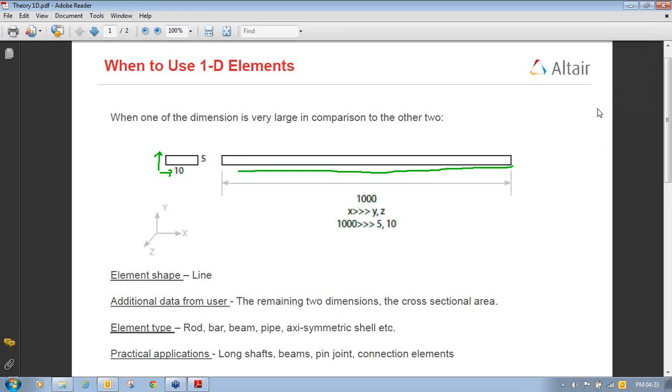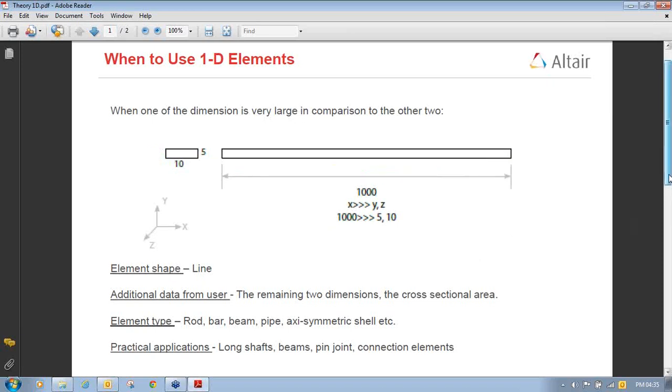Additional parameters from the user which you have to input in the software for simulation of 1D element are the remaining two dimensions, that is its cross-sectional area. Element types used in 1D elements are rod, beam, bar, pipe, axisymmetric shells, etc. And practical applications of 1D elements are long shafts, beam, pin joint, connection elements, etc.